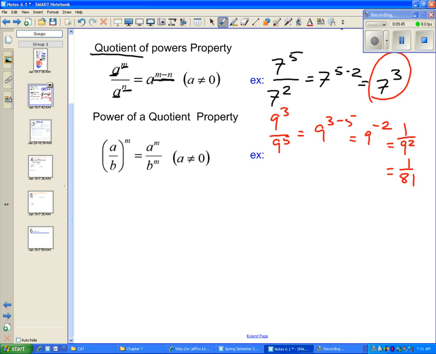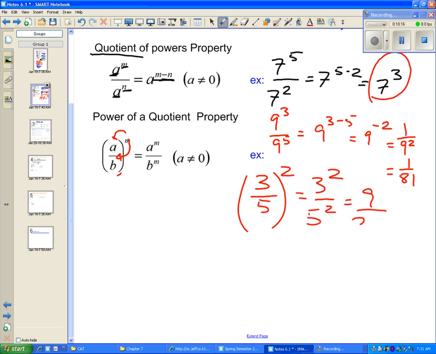Okay, so the last thing is the power of a quotient. If I have something that's being divided to a power, it's just like I did with multiplication. I can distribute that power to both of my variables or both of my numbers. So if I have 3/5 squared, well, this is 3 squared over 5 squared, which is 9 over 25. That's how this problem works out.